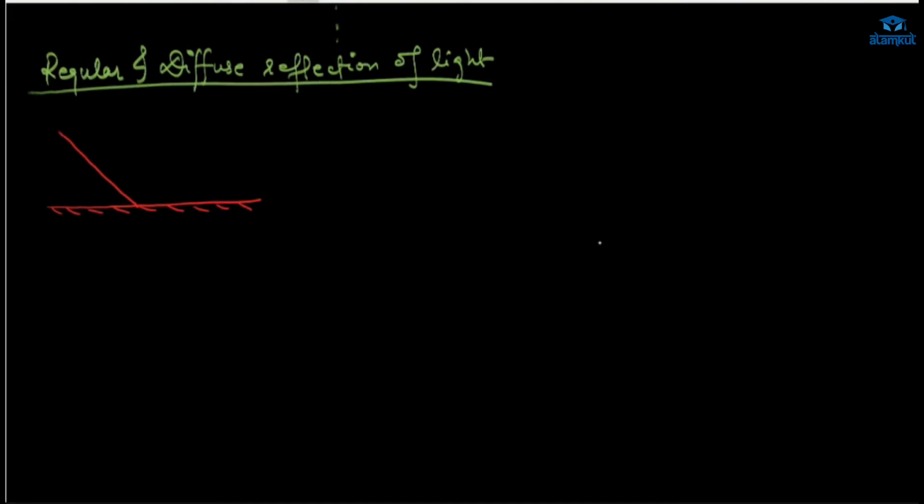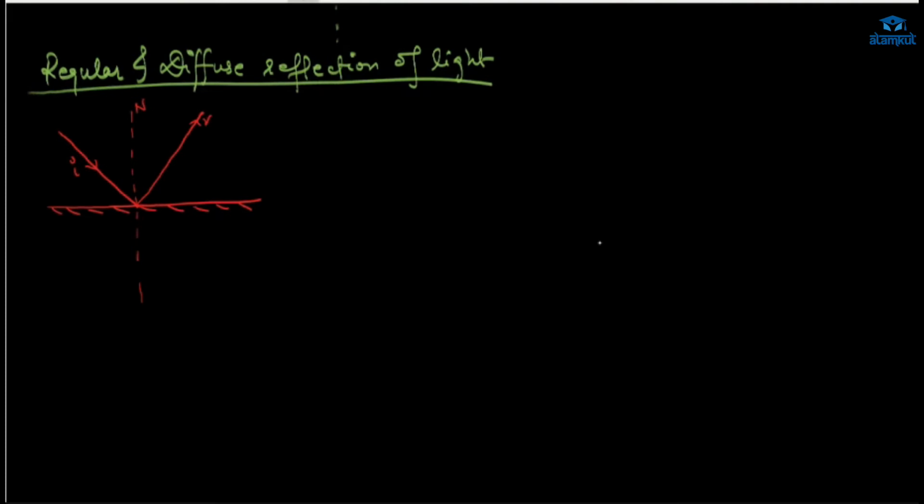This is the angle of incidence. This is the incident ray, and at the point at which the light is striking the surface, we will draw the normal from that point only. This is our normal. And this will get reflected. This is R.